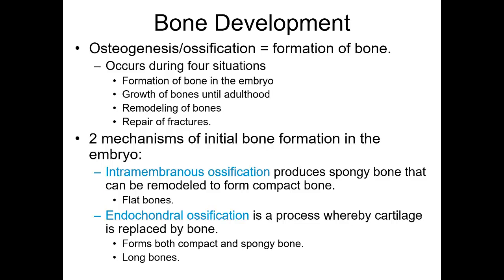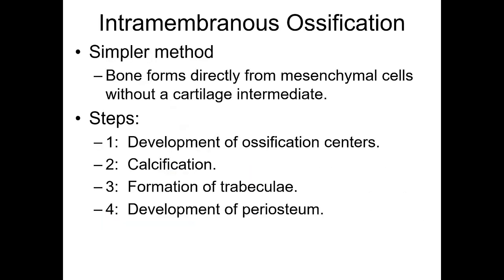There are two mechanisms for initial bone formation as an embryo. One is called the intramembranous ossification process that converts spongy bone to form compact bone, and it usually happens for flat bones. The second process is called endochondral ossification, and it is a process by which cartilage is replaced by bone. First, let us talk about intramembranous ossification. It is a simpler method, and it takes place in 4 steps.